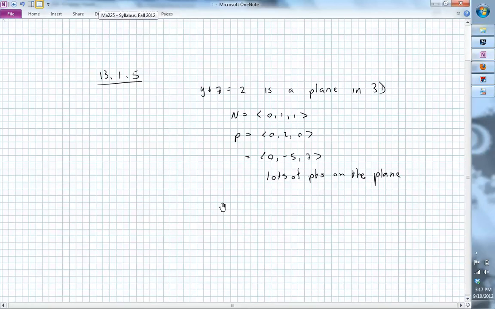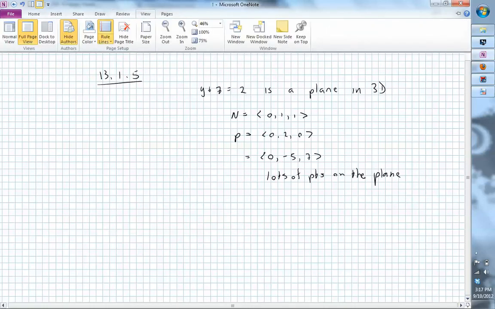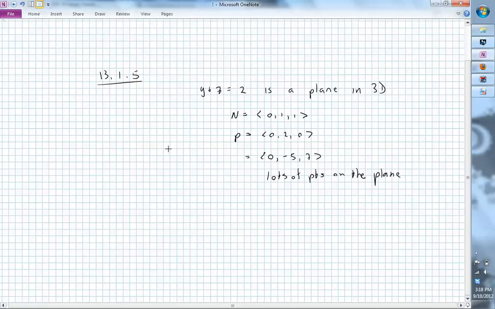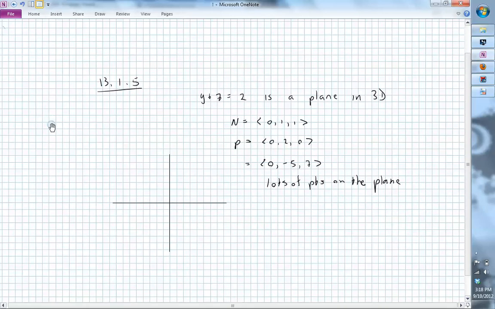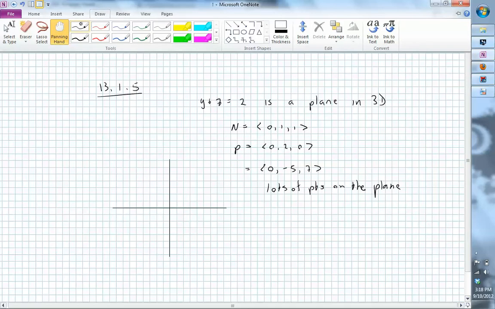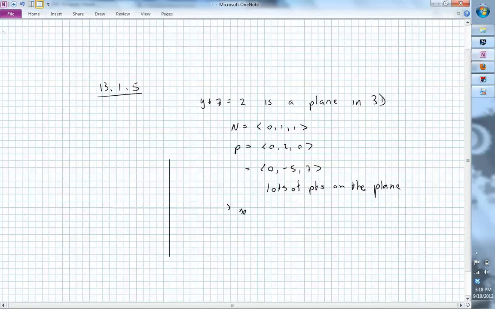I am interested in, let's see here, yes, I want to draw some axes here. Okay. And I'm going to call this the YZ plane. What does this thing look like in the YZ plane?